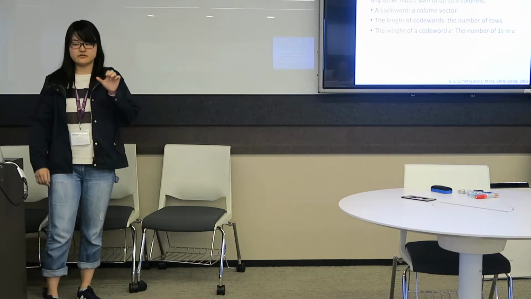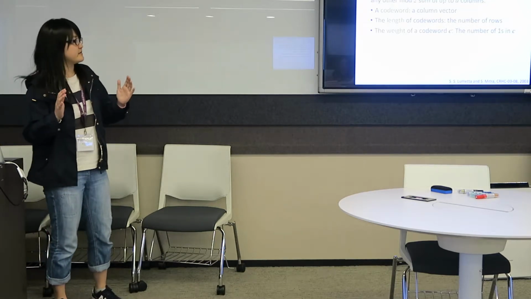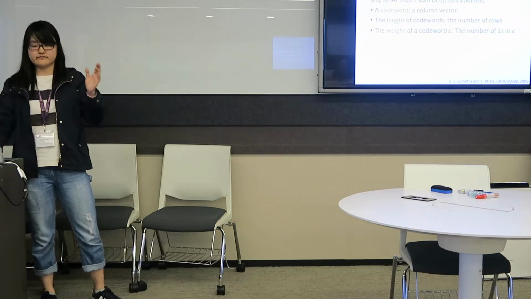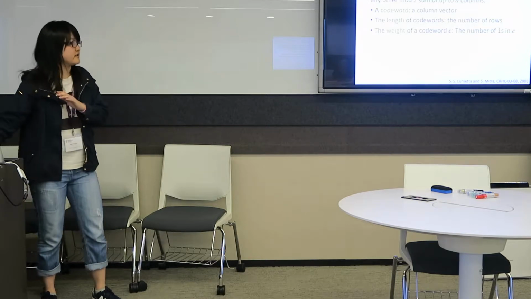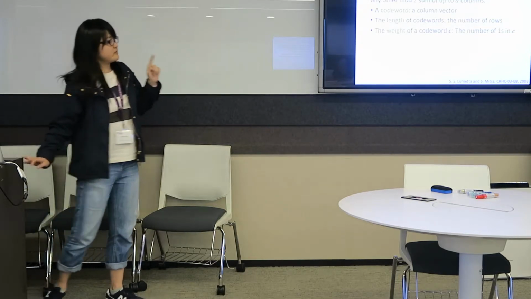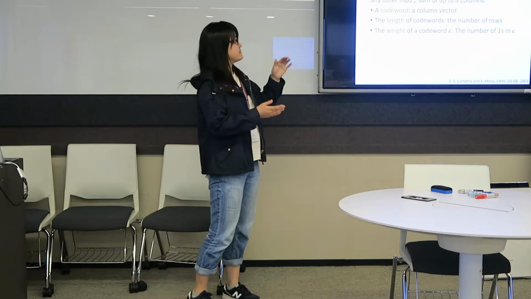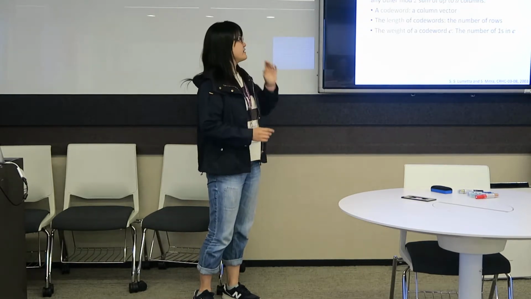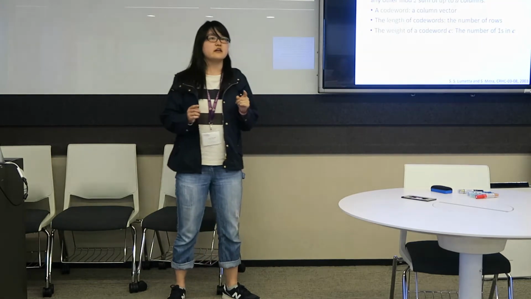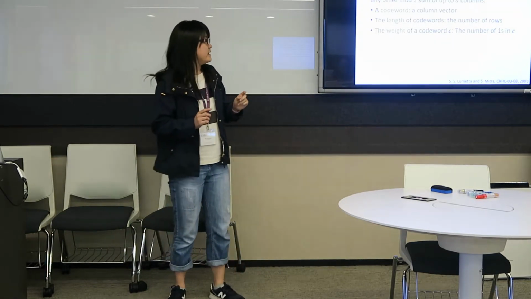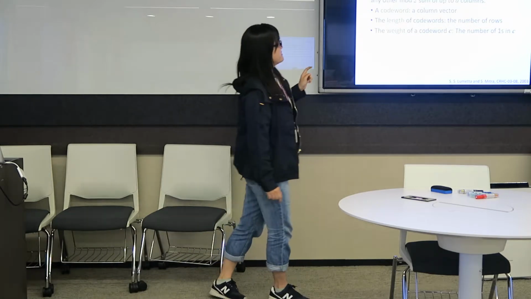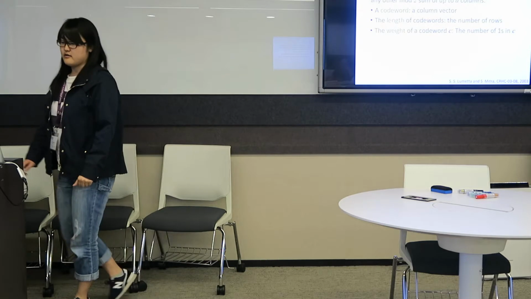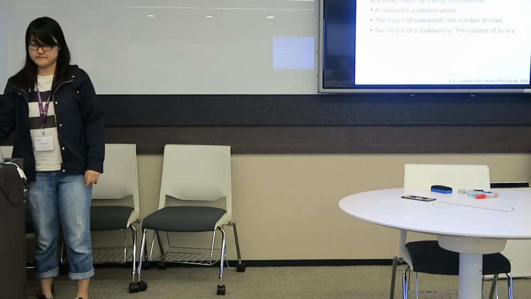A T, N, D, X X-code hashes n-bit output into T bits from the circuit under test. The code word is a column vector of the X-code, and the length of the code word is the number of rows. The weight of a code word C is the number of ones in C.